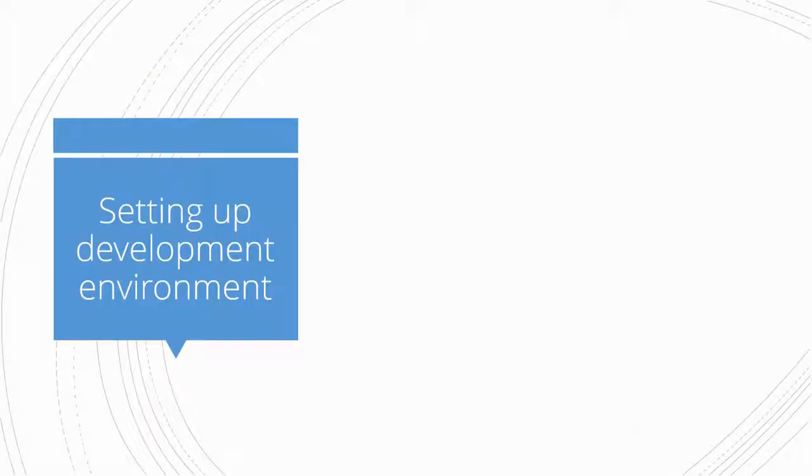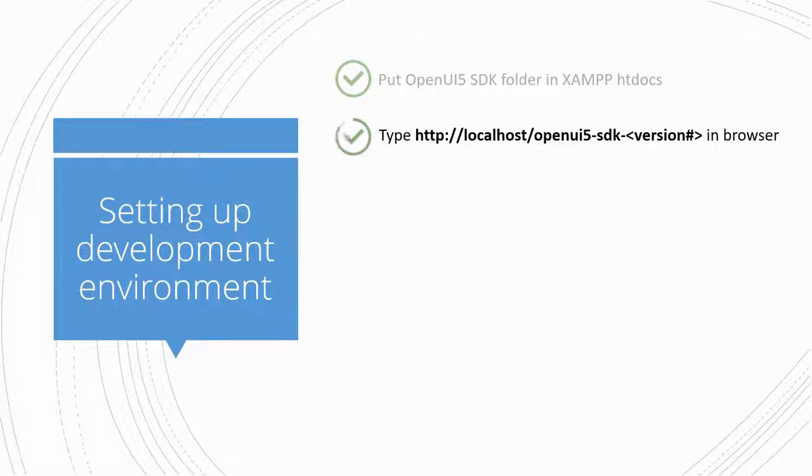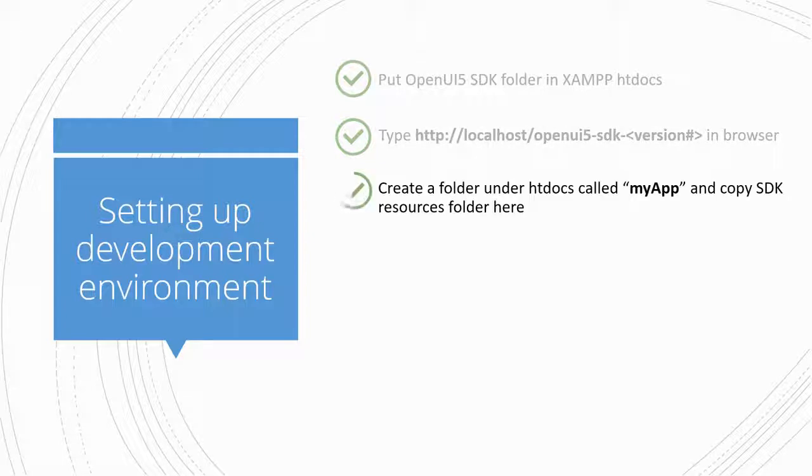So next we're going to look at setting up our environment, right? We need to set up the environment on our machines for development. Previously we downloaded the SDK and we placed it under the htdocs folder in our XAMPP installation. So we have that for our local server. We validated that our install was fine and everything works. Then we created our folder that we'll be using to create this app for this course, the My App folder, and we copied our resources folder there.